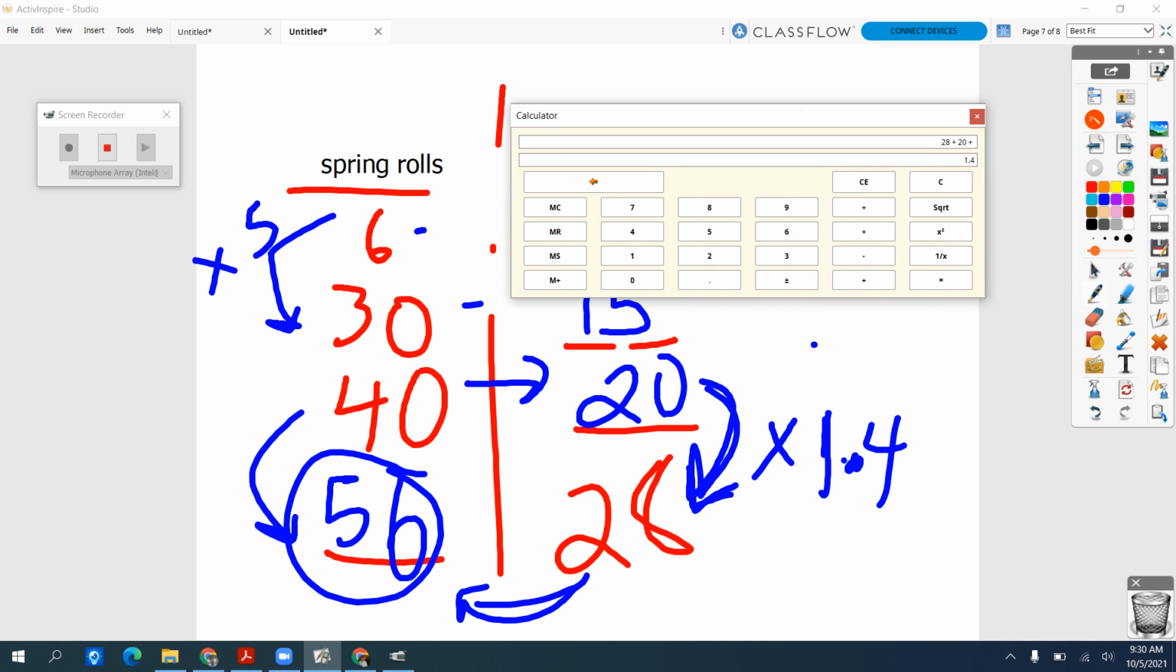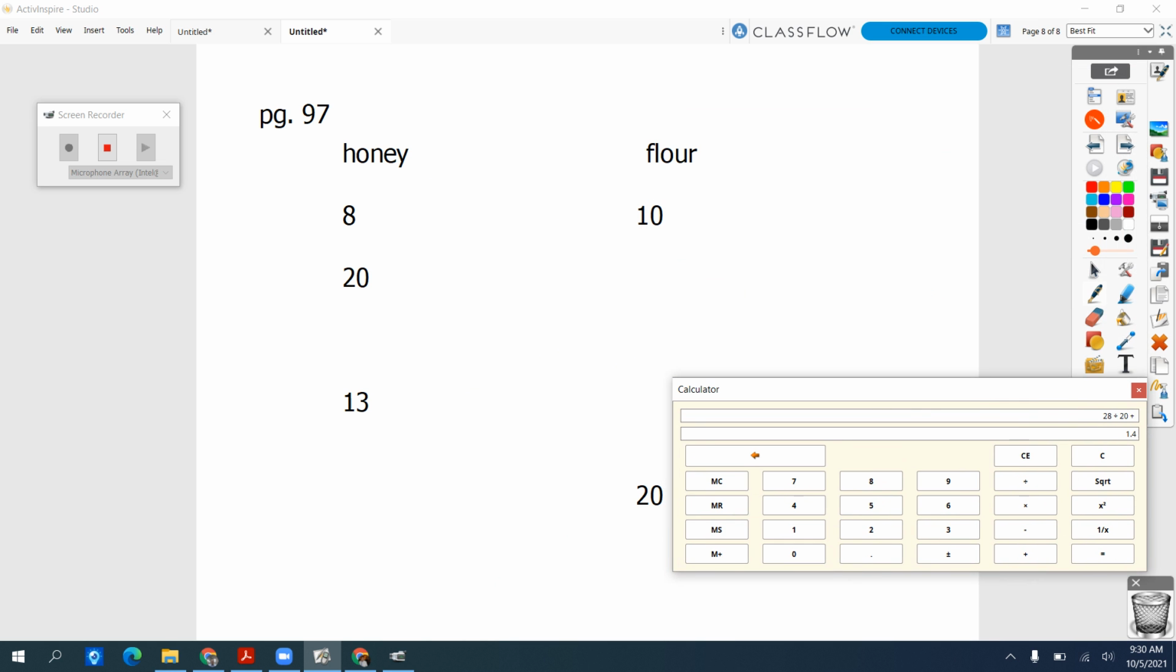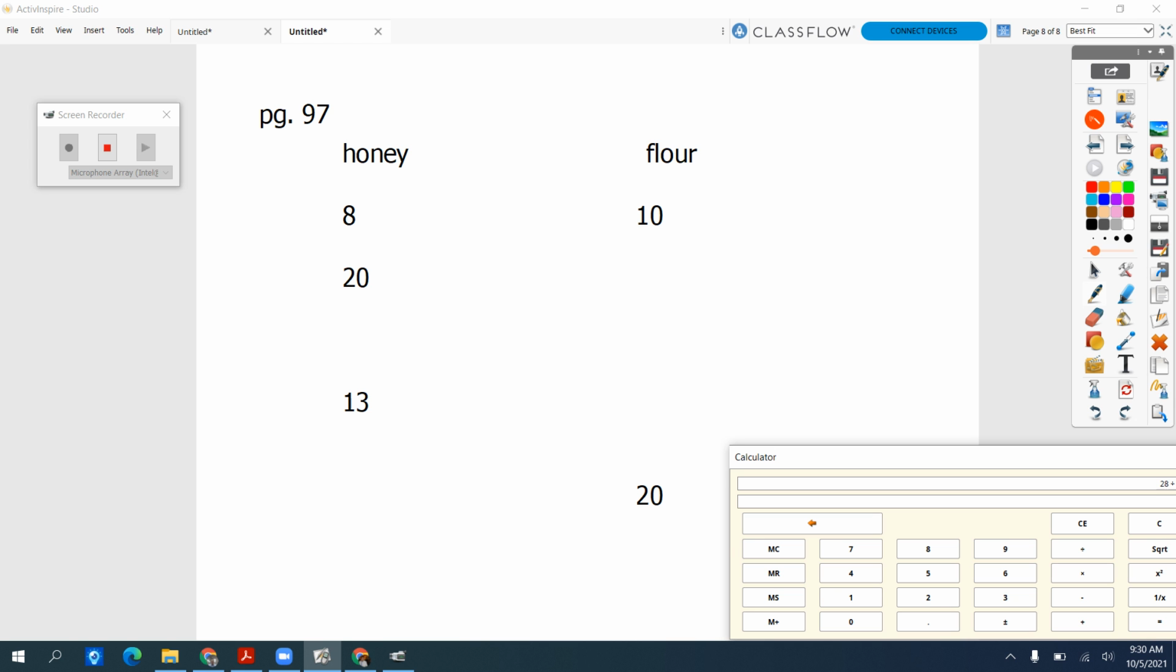Let's try one more. Okay. Can you guys fill in this row? See if you could do it. You have all the tools. This is a little bit tricky. I might decide, instead of doing this one first, I might try to do this one first. But this is the amount of honey and flour in the recipe. So I know if I use 8 teaspoons of honey, you would use 10 cups of flour. This is on page 97 too.